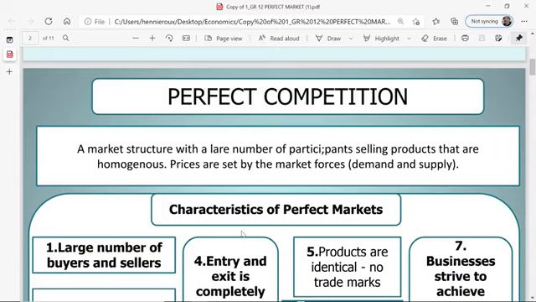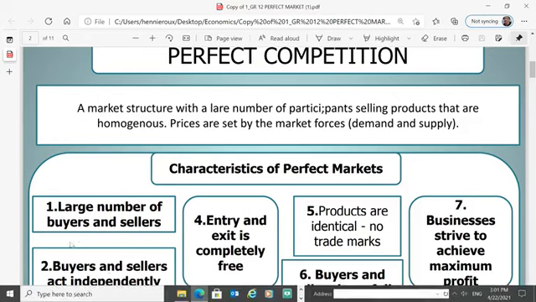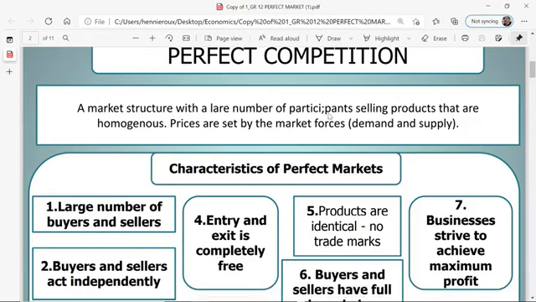Right, so when it comes to perfect competition, the definition of a perfect market or perfect competition is a market structure with a large number of participants selling products that are homogeneous. Now some of you will probably say, what is the meaning of this word homogeneous? Homogeneous means that they are all the same, right? The products are similar in every respect with regards to the physicality of the product. Prices are set by the market forces, and the market forces are demand and supply.